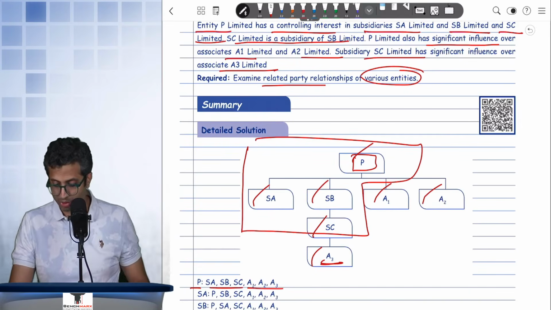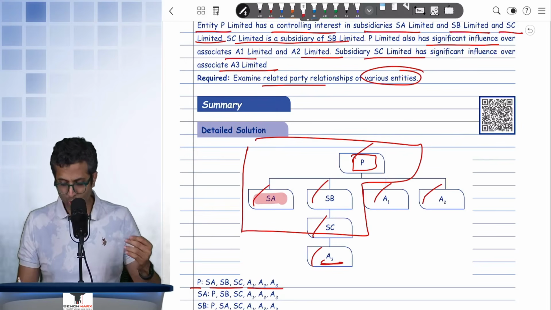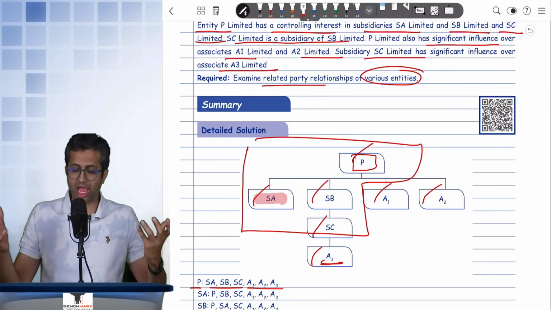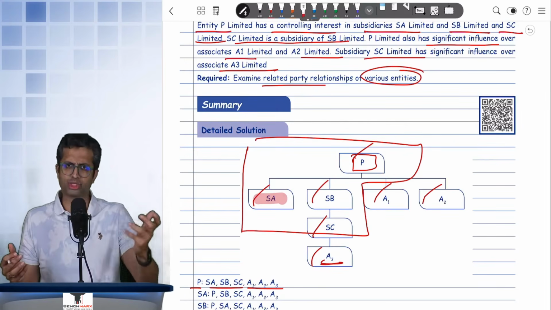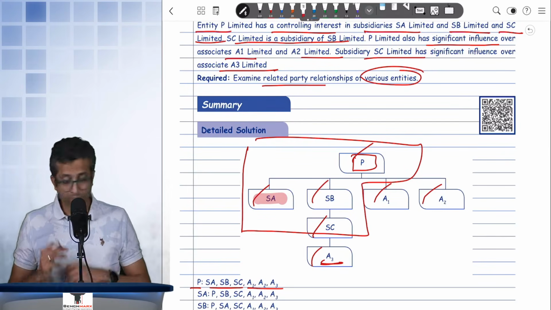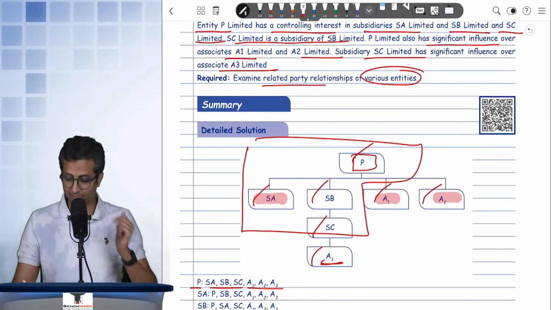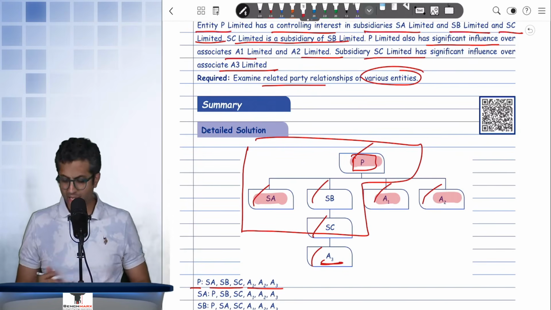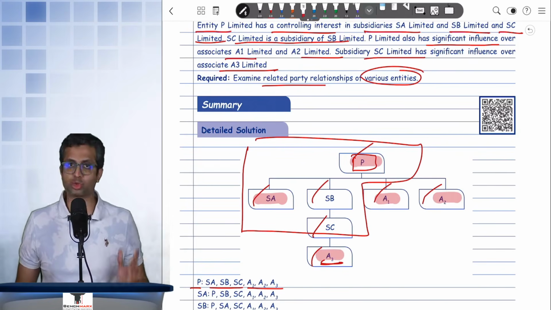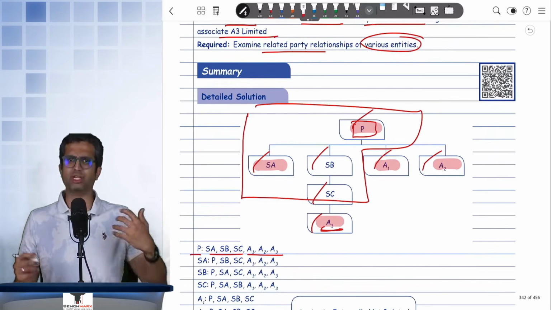The same logic will also run for SA, for whom P, SA, SB and SC are related because they are members of the same group. Further, A1 and A2 are also related for SA. Why? Because they are associate of a group member. A3 is also related because it is associate of group member. So over here all of these are inter se related.